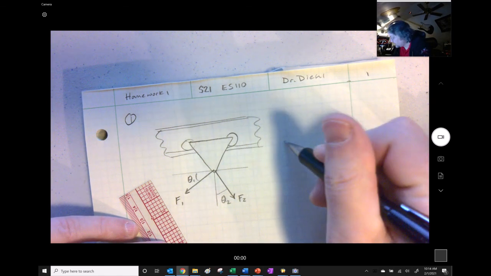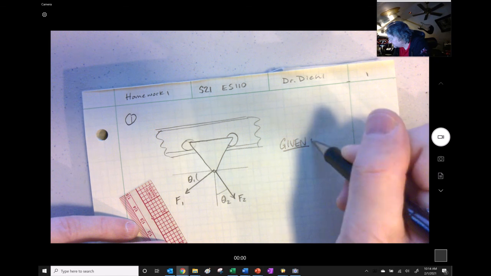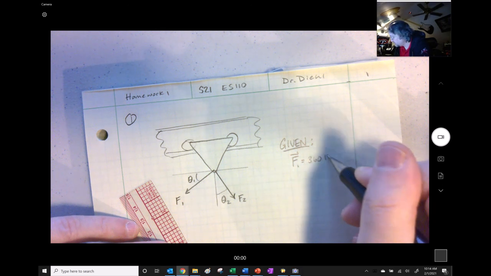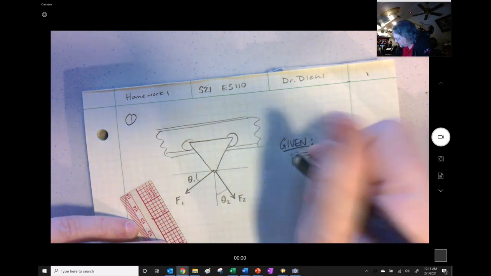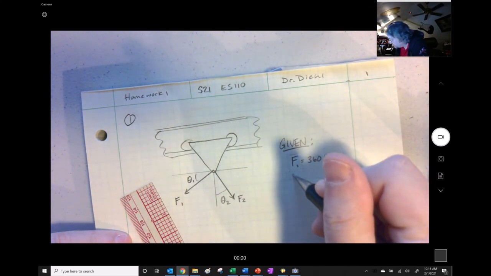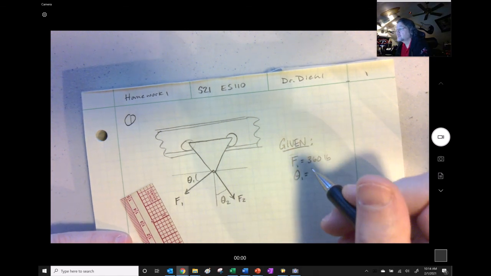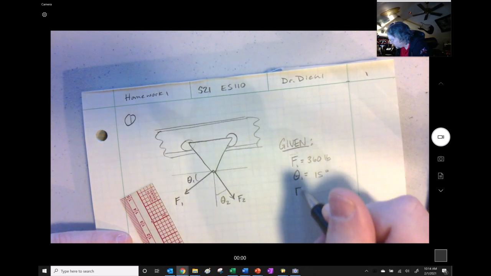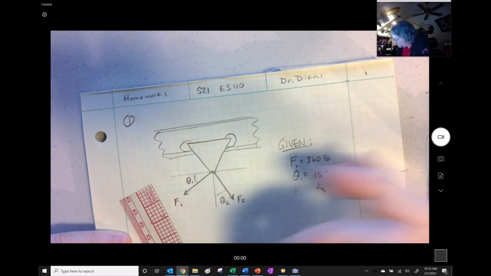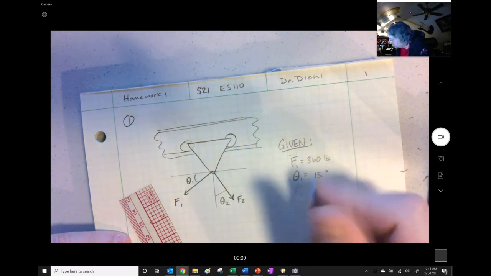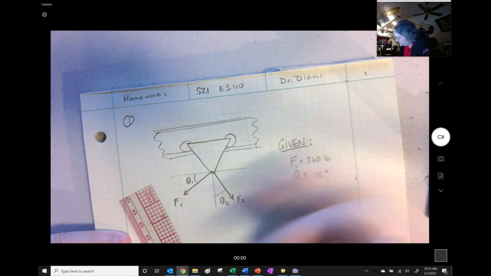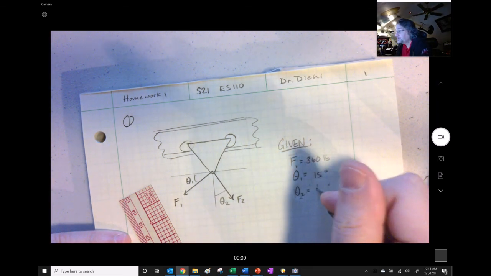And so over here, I'm going to say a given F1, and I'll write it as a vector, is 360 pounds. And actually, I'm not going to give it as a vector because I prefer to have my angles with respect to horizontal, and this one is not going to be. So I will just put these as magnitudes and say theta 1 is going to be 15 degrees. And then F2 is given to us to be, okay, no, we don't know F2. It's one of the things we have to try to find. So I'm going to keep reading down. Theta 2 was given to us, and that's going to be 25 degrees.